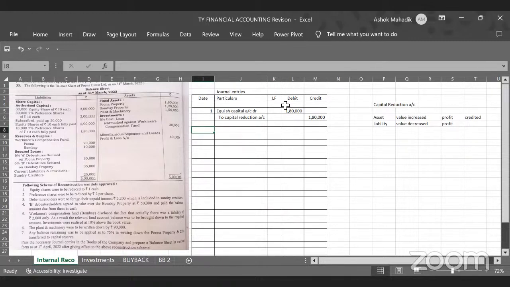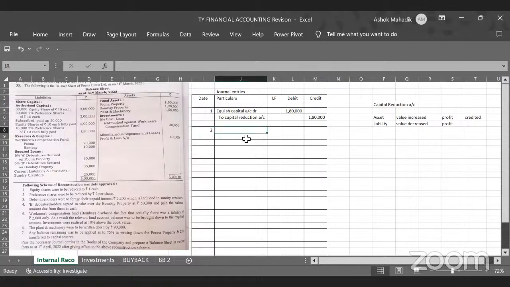Preference shares were to be reduced by rupees 2. See, look here. In the earlier statement, it was equity shares reduced to rupees 1, which suggests that the new value is rupees 1. Now here they are saying reduced by rupees 2 per share. So profit is only 2 per share in case of preference shares. I hope you can read it properly. Now the number of preference shares was 18,000, and per share we are gaining 2 rupees. So first debit the liability.